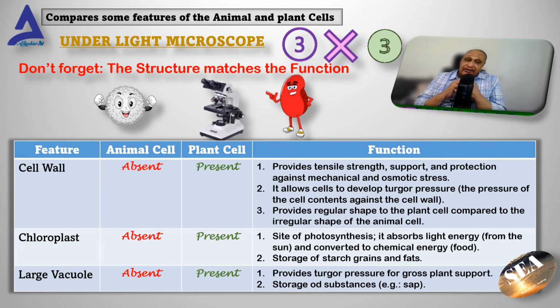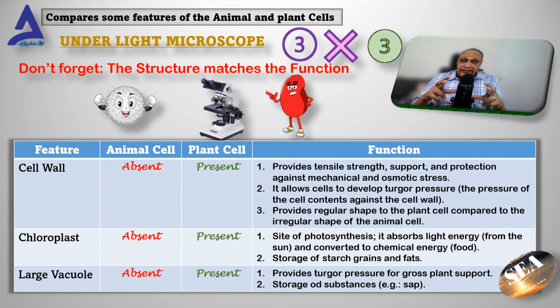The last but not least is the large vacuole, which is again absent in the animal cell and present in the plant cell. The large vacuole provides turgor pressure for gross plant support and also storage of substances. An example is the sap. You know that the sap is a blend of sugars and salts and other materials.